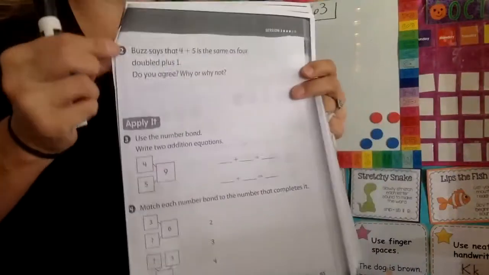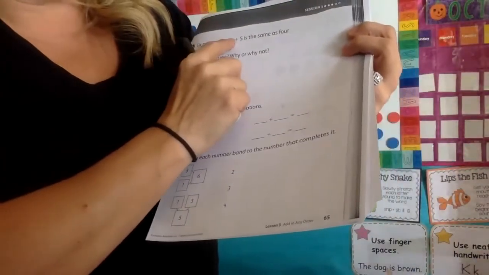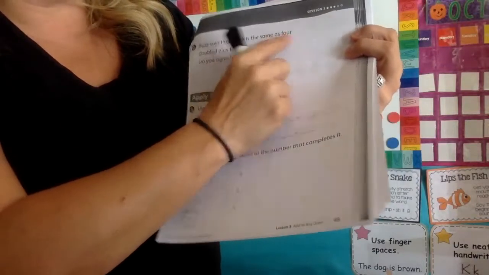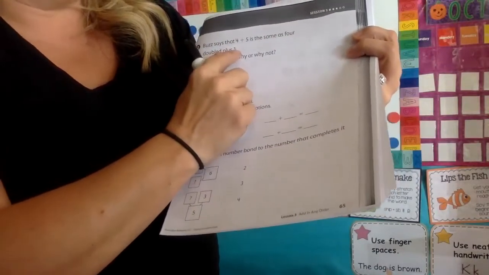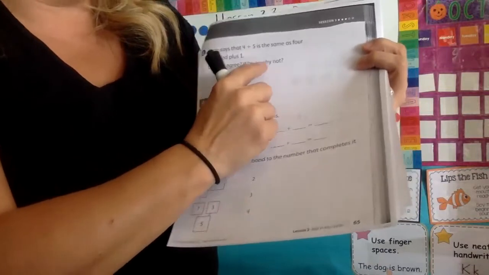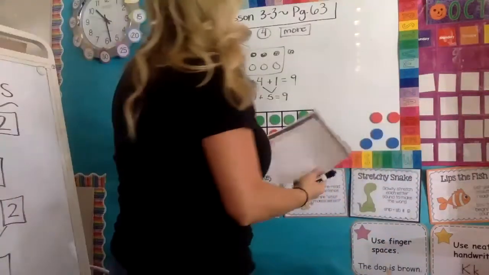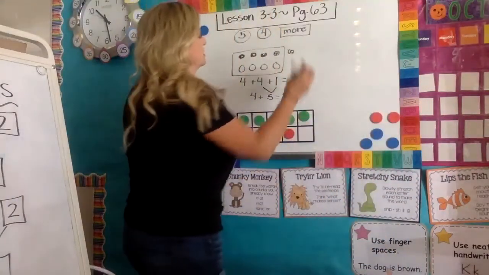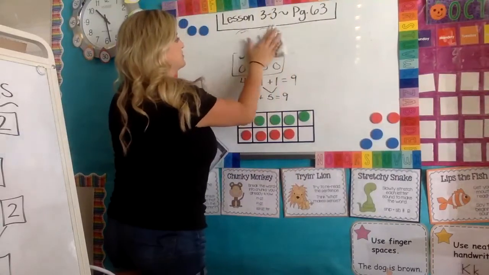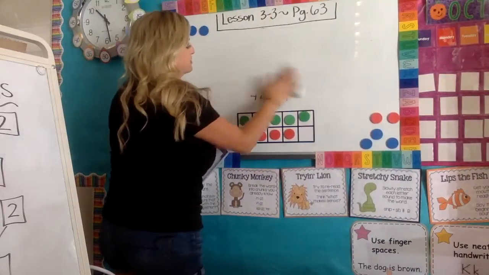When you are done, we are on problem number 2. Buzz says that 4 plus 5 is the same as 4 doubled plus 1. Do you agree? Why or why not? Well, if you don't know what that is, then we need to figure out what it is. The first thing is to check his math.